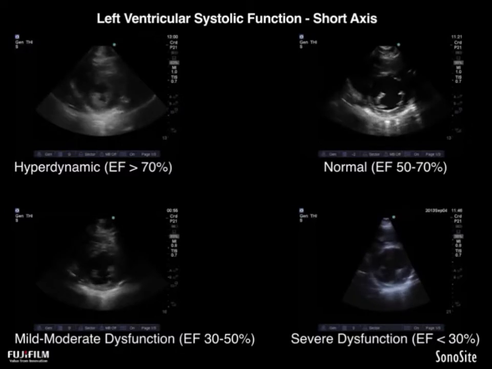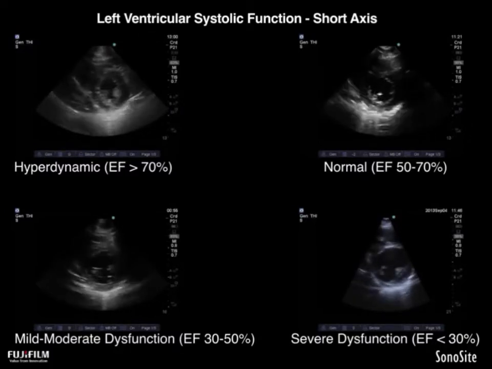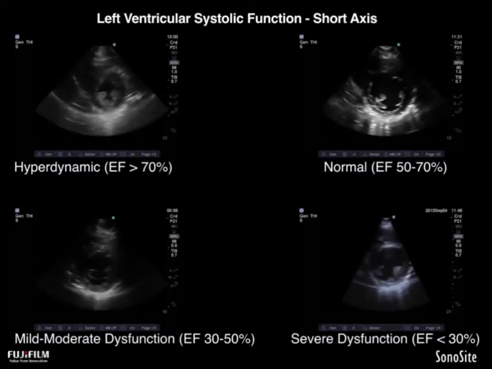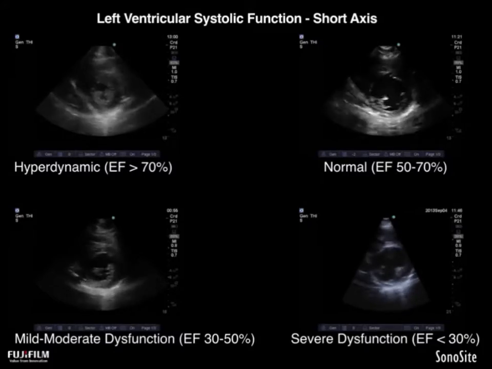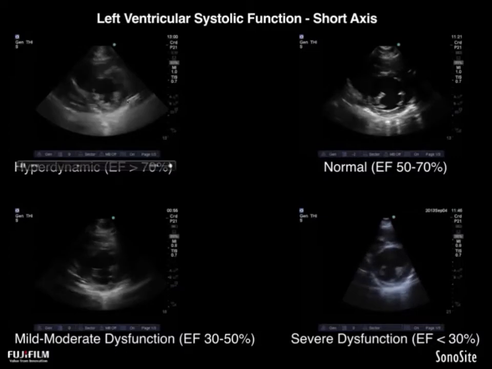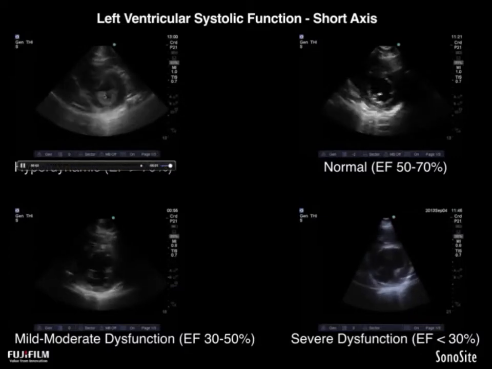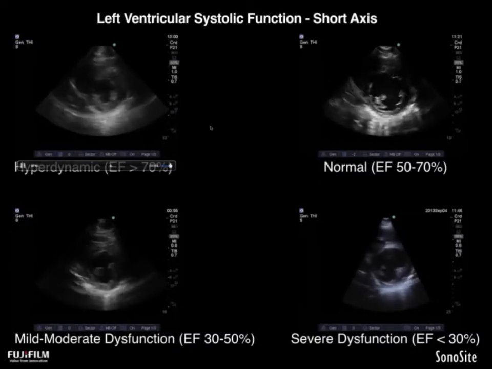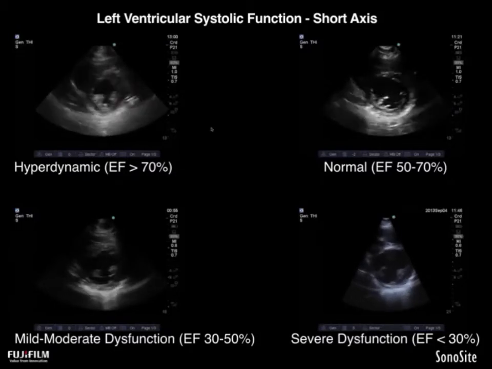Now, here are the same categories shown to you using the parasternal short axis view at the papillary muscle level. We can see in the upper left the hyperdynamic heart. At end systole, the papillary muscles are nearly touching each other, and the volume in the ventricle is quite low, consistent with a hyperdynamic heart. Notice that a hyperdynamic heart does not need to be tachycardic, as is shown in this case.